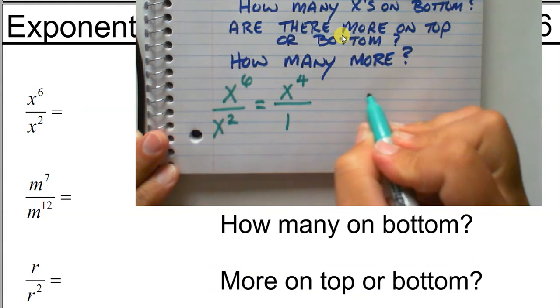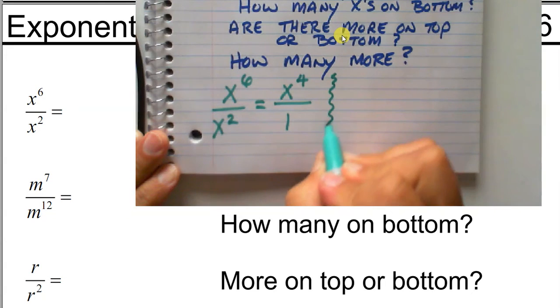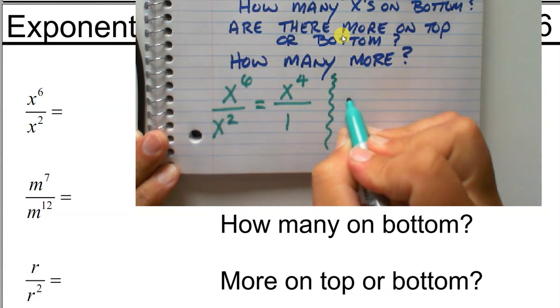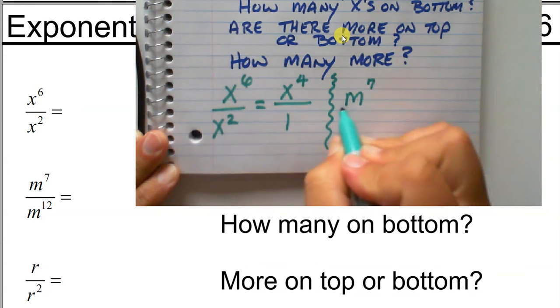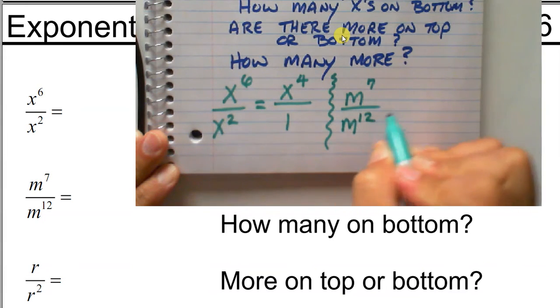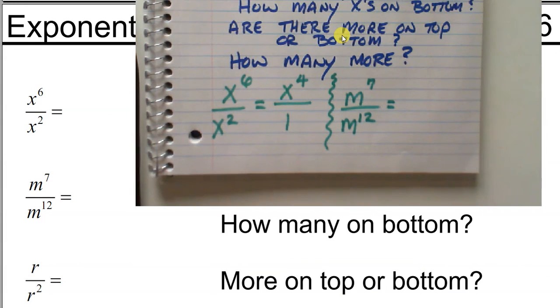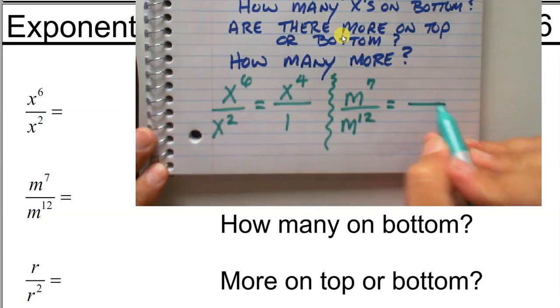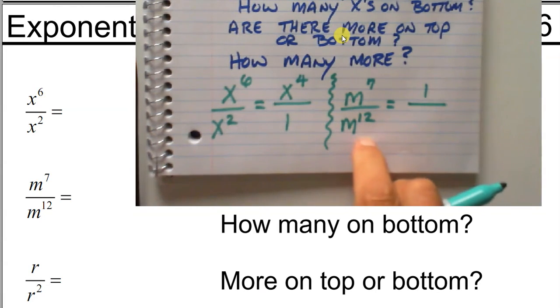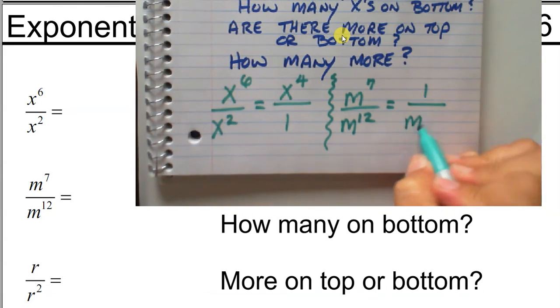Let's do another one. Let's go with m to the 7th over m to the 12th. How many m's are on the top? 7. How many m's are on the bottom? 12. Are there more on the top or the bottom? Bottom, which means my answer is going to be on the bottom. How many more on the bottom? 5. M to the 5th.